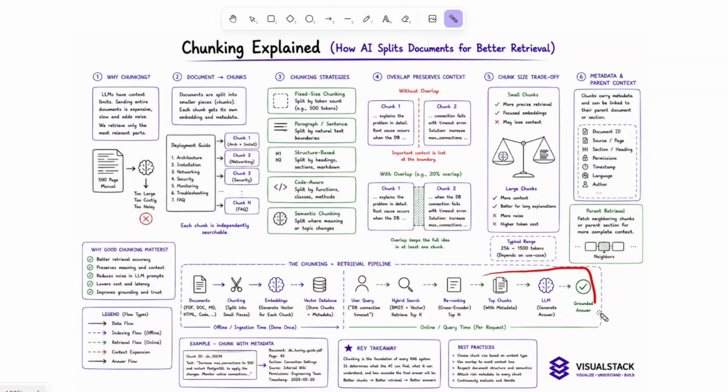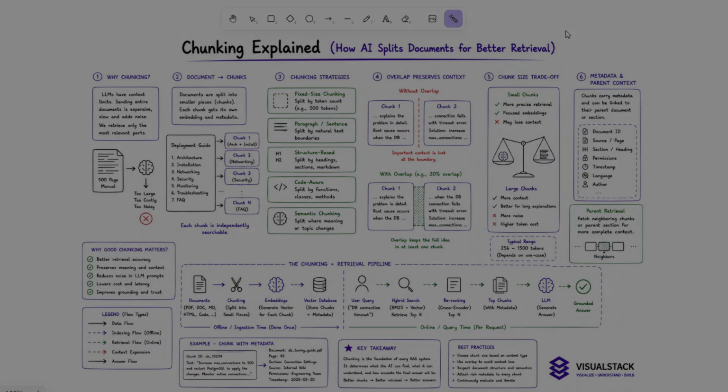Chunking is much more than splitting text into smaller pieces. It determines the quality of embeddings, retrieval accuracy, token efficiency, and ultimately the quality of answers produced by the LLM. Fixed chunking emphasizes simplicity. Overlapping chunking preserves context, and semantic chunking preserves meaning. If you remember one thing from this video, remember this. Better chunks create better retrieval, and better retrieval creates better AI answers.